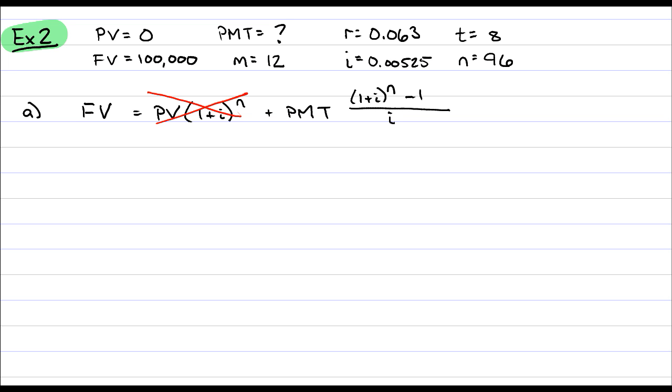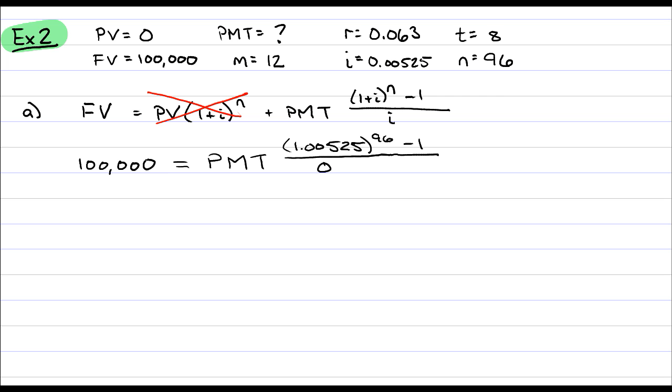Okay, so I know the value of FV, that is 100,000. And PMT is what I want to solve for. I don't know that yet. 1 plus I is 1.00525. I need to raise that to the 96th power, subtract off 1, and then divide by I, 0.00525. Okay. So now I'm going to calculate all of this.